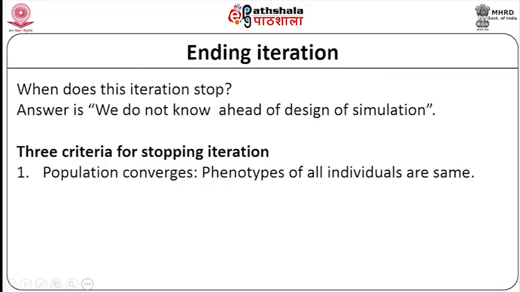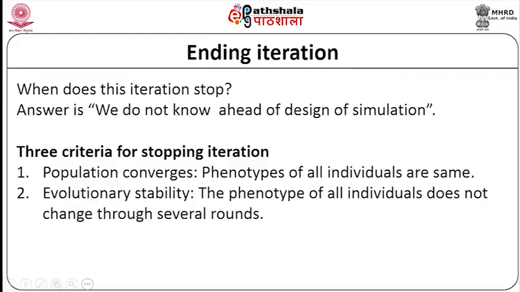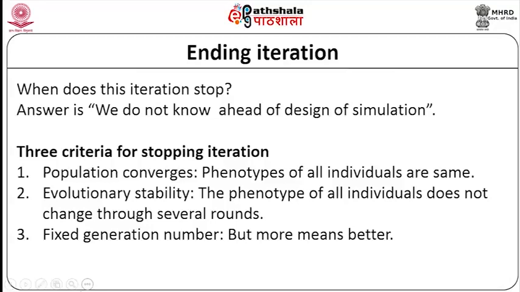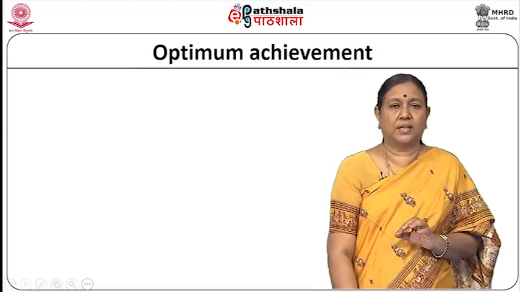One is the population converges, the phenotypes of all individuals are the same. Okay. Evolutionary stability: the phenotype of all individuals does not change even though there are several rounds, either all are the same or it does not change, or you decide on the generation number, since I cannot give more resources. But remember, the more the generations, the better it is. So, that is the idea.